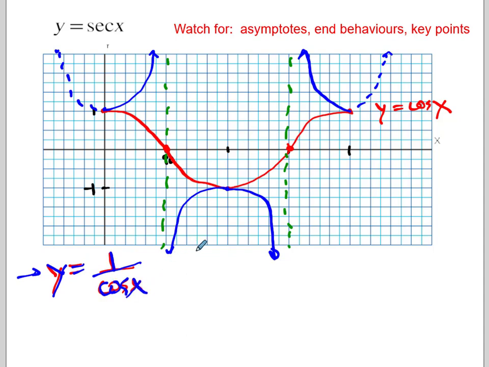And again, you can make a table if you like to help. Just keep in mind 1 divided by 0 is undefined. So you can test on either side of the 90, like 91 and 89, and see what happens. Okay, now the last one's the tricky one.